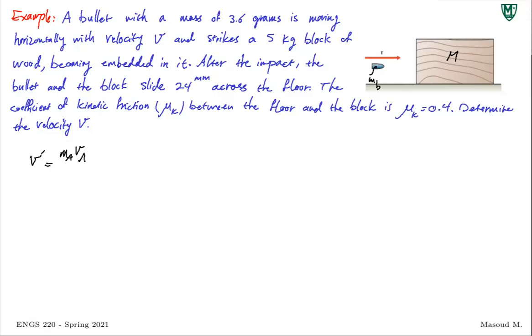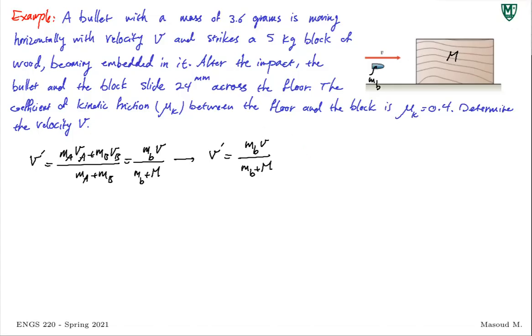Again, the total equation is (MA VA plus MB VB) over (MA plus MB). Taking the bullet as A, its term is MB V with velocity V. The velocity of the box is 0, so nothing there, divided by MA plus MB, which means MB plus M. So V prime is equal to MB V divided by MB plus M. This is one equation we get.